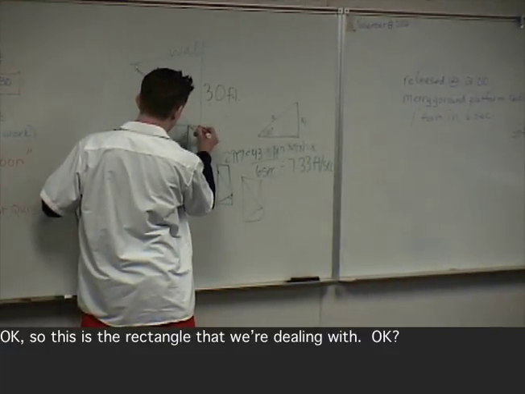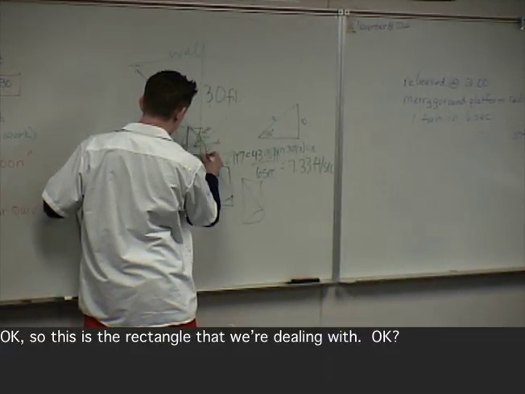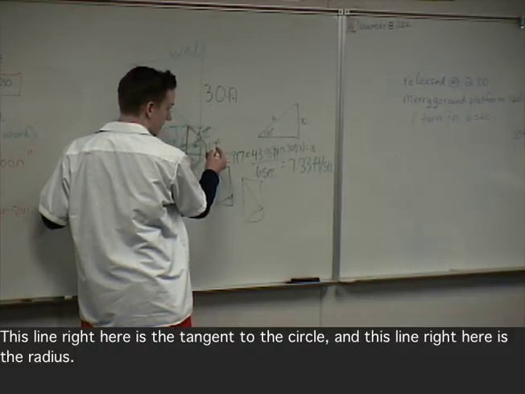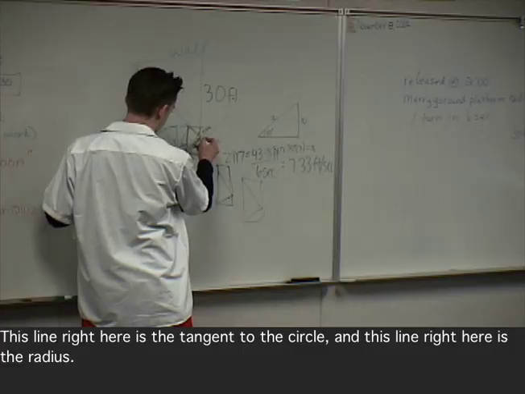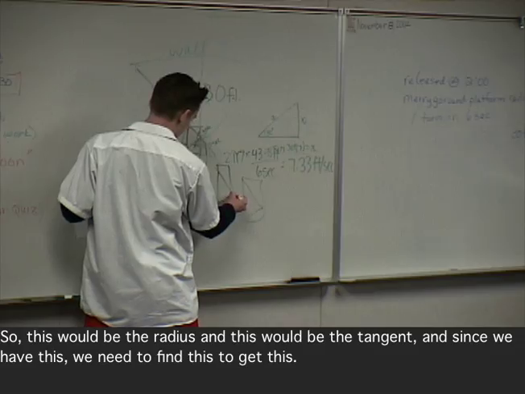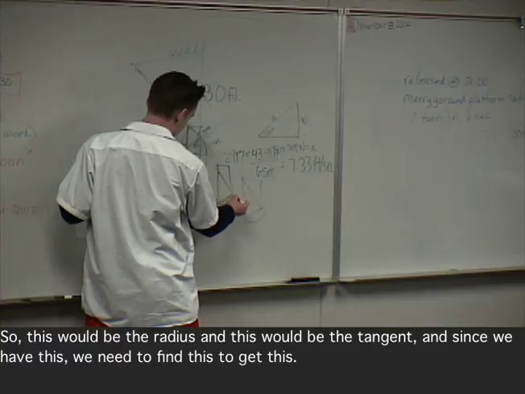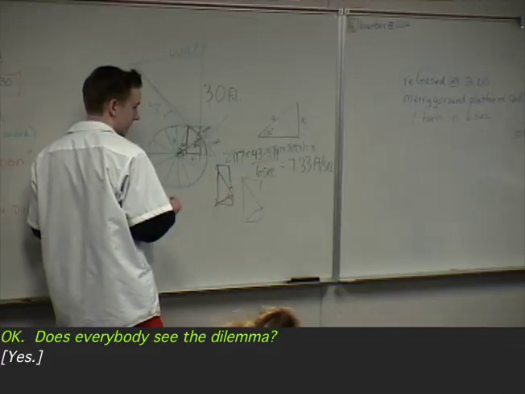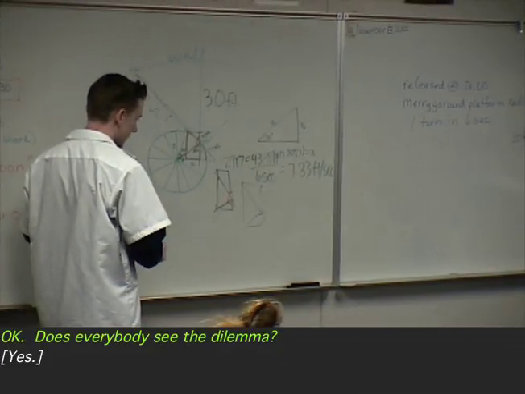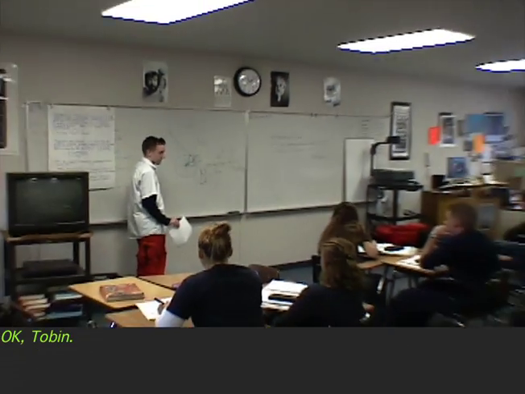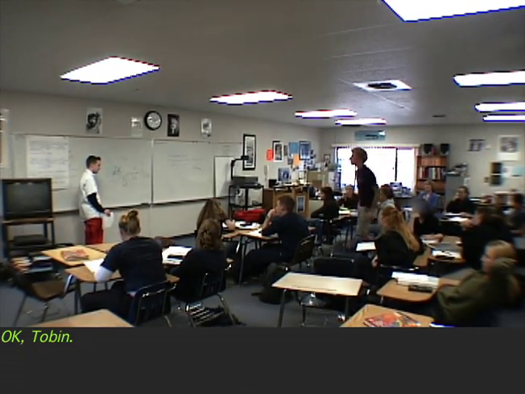Okay, so this is the rectangle that we're dealing with. This line right here is the tangent to the circle, and this line right here is the radius. Since we have this, we need to find this to get this. Does everybody see the dilemma? Yes.